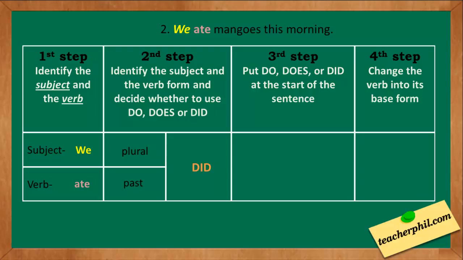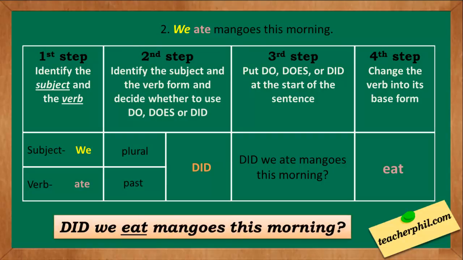Remember, did is used when the verb is in past form, regardless of the subject form. The third step, put do, does, or did at the start of the sentence. Did we eat mangoes this morning? The fourth step, change the verb into its base form. The verb in the sentence is ate. Change it into its base form and it will be eat. So our final sentence will be, did we eat mangoes this morning?